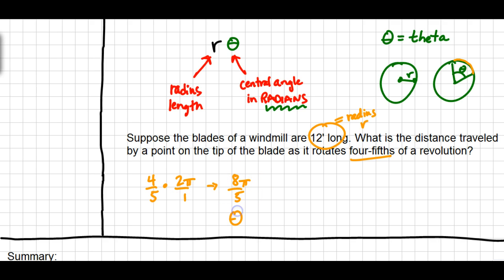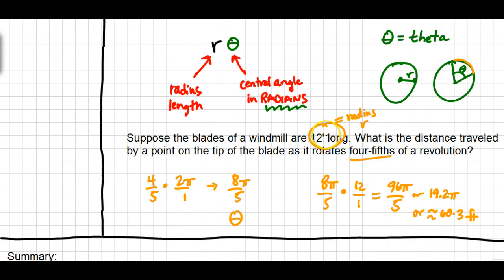This value is my theta. So I'm going to take 8 pi over 5 now and multiply it by the radius, which was 12. So when you multiply by 12, you get 96 pi over 5. If you divide 96 by 5, you get about 19.2. If you multiply 19.2 times pi, or 3.14, you get about 60.3.